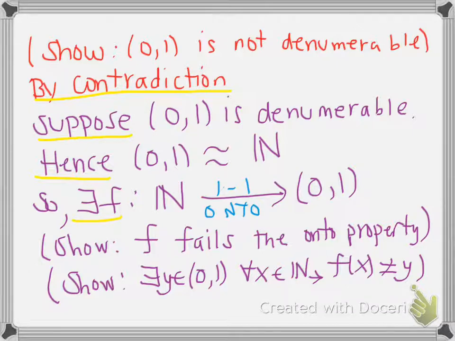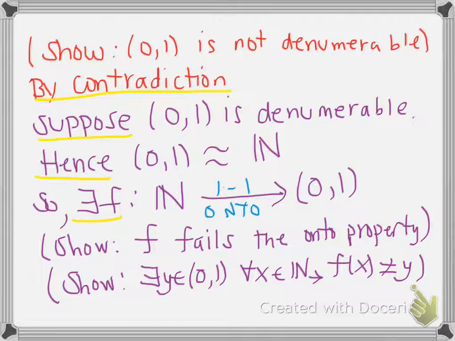That means we can set up a function from the naturals to (0, 1) that's a bijection, so it's one-to-one and onto. And we're actually going to show f fails the onto part. So for this proof, showing that it fails the one-to-one isn't as clear, but showing onto, when you see the proof, it's quite interesting, but hopefully you sort of understand what they did, okay?